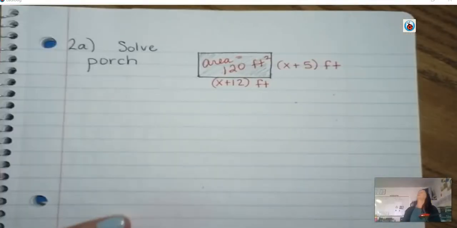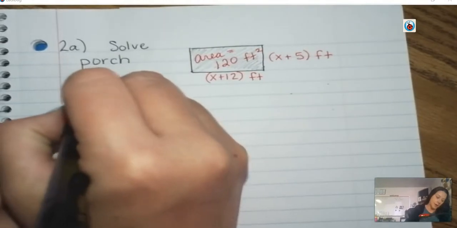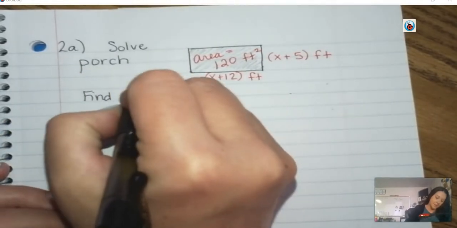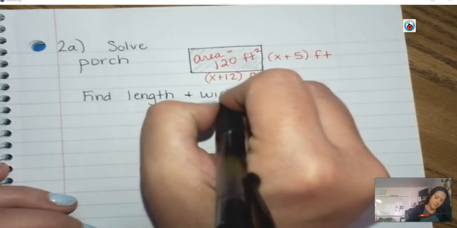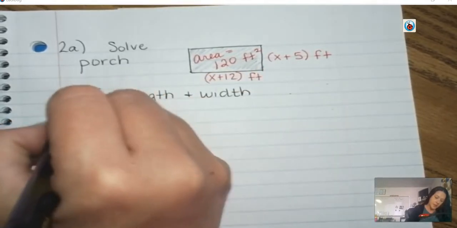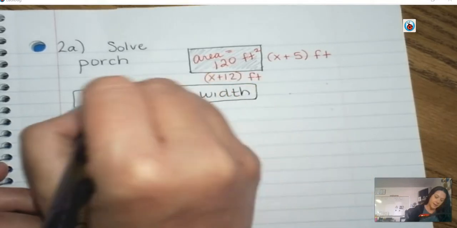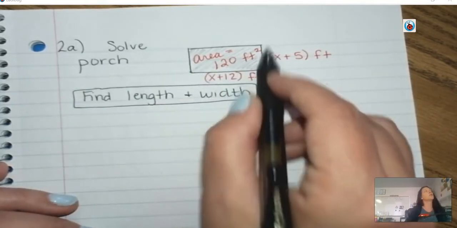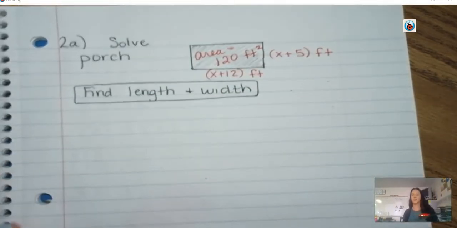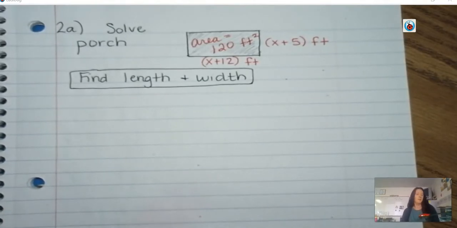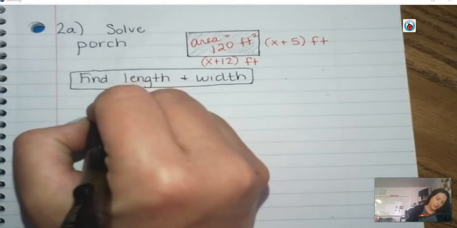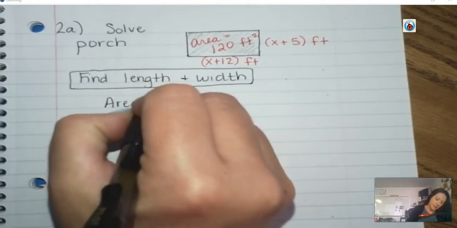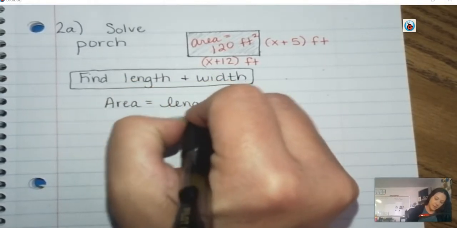And then it asks us to find the length and the width. So that's what we're actually trying to find, is how long is the porch and then how wide is the porch. So to solve this, we need to know how to find area of a rectangle. Hopefully you remember area of a rectangle is length times width.